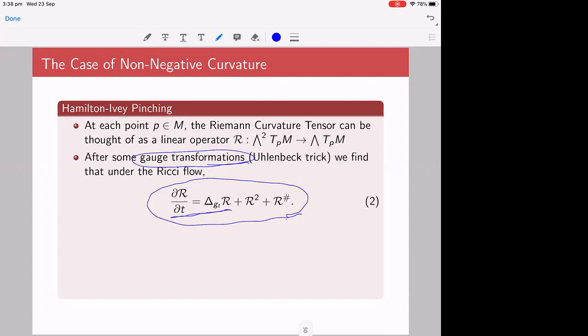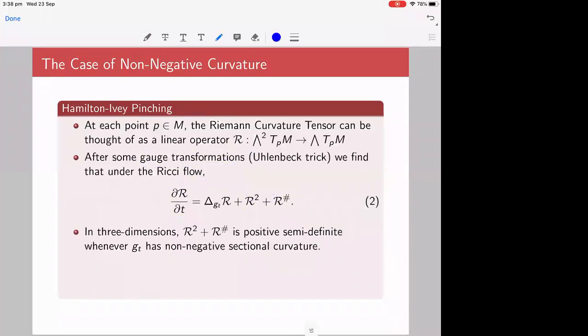It's basically a heat equation plus some quadratic terms here. The first of these quadratic terms is just R squared, so that's all nice. We've also got this other term here with a hash there. In general, that's a pretty complicated term, but it turns out to simplify quite well in 3 dimensions. In 3 dimensions, this term is actually going to be positive semi-definite, provided your Riemannian metric has non-negative sectional curvature. This is quite nice for us because we actually happen to be in this situation.